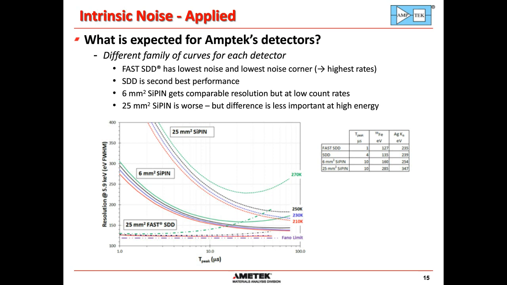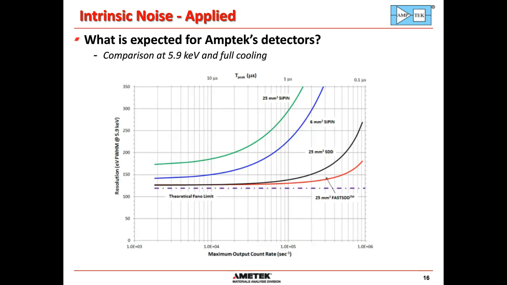The silicon pins, you can see at the longest peaking times, so the lowest rates, they're comparable to the SDD and fast SDD. But you run at the shorter peaking times for higher rates, that's where you see the performance difference. This is a plot that shows what's expected for Amptek detectors. This compares the resolution on the vertical axis with the maximum input count rate. And you can see again at the lowest rates the resolution is pretty similar, but if you want to go up at higher rates, that's where the SDD is better than the pin and the fast is even better.